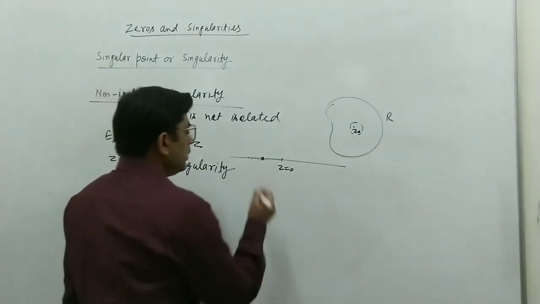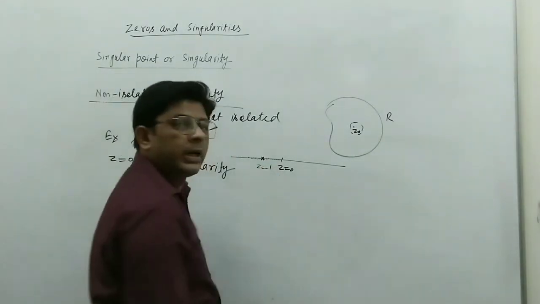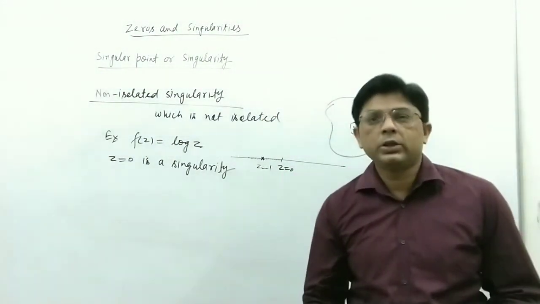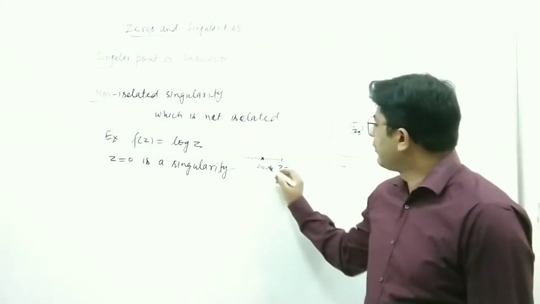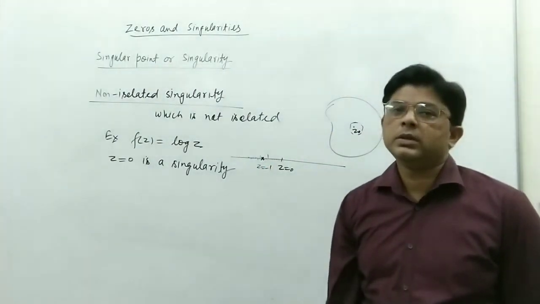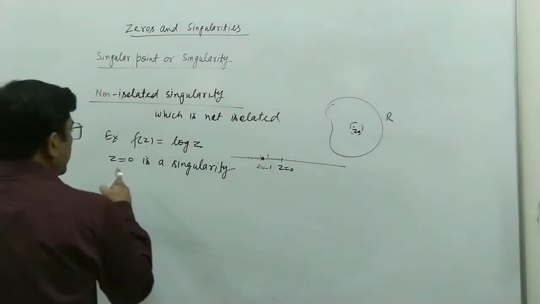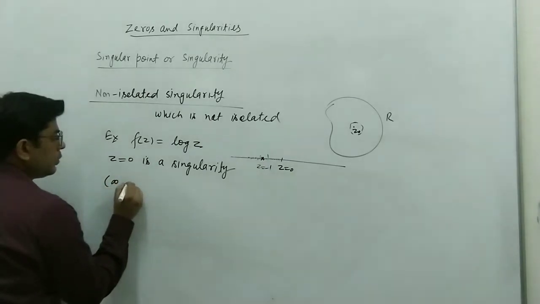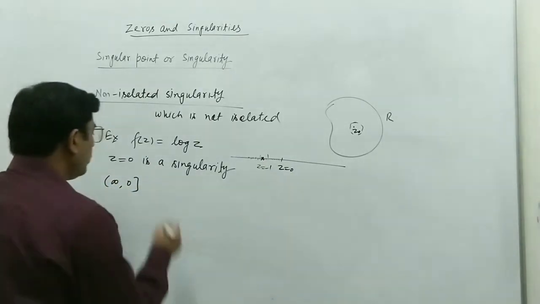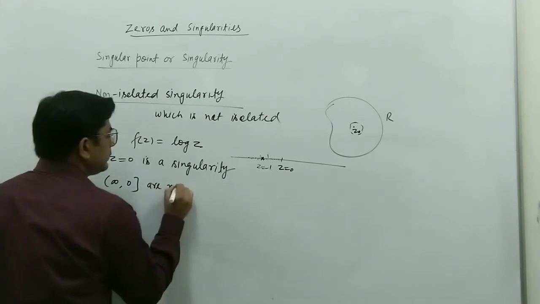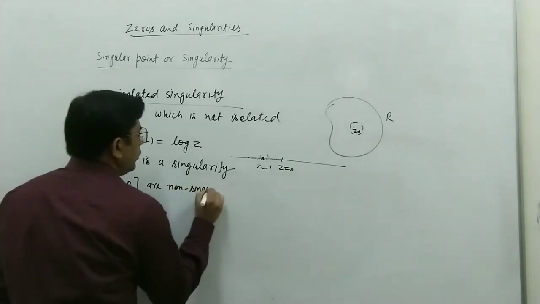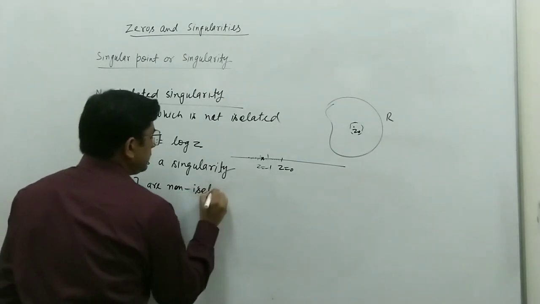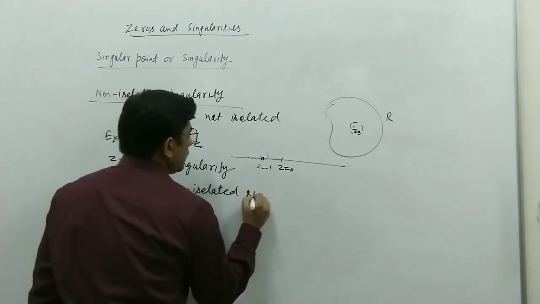Suppose you take z equal to minus 1, so z equal to minus 1 is a singularity, and z equal to minus 1.1, minus 1.2, minus 1.3, they all are also singularities. So it means we can find many other singularities in the neighborhood of z equal to minus 1. Okay. So z equal to 0 is a singularity, and we can say that all these points, from minus infinity to 0, are non-isolated singularities.